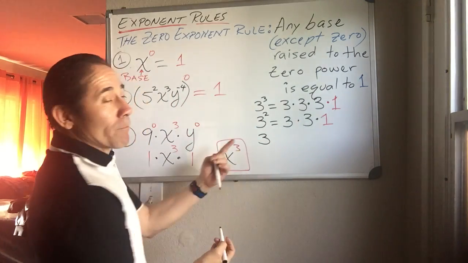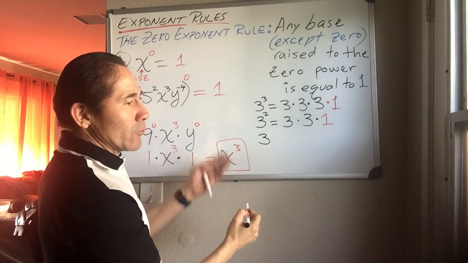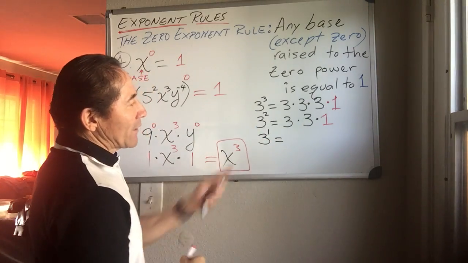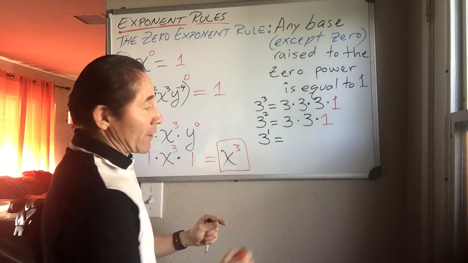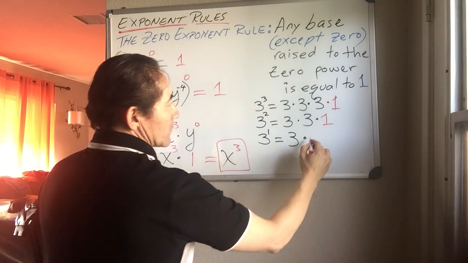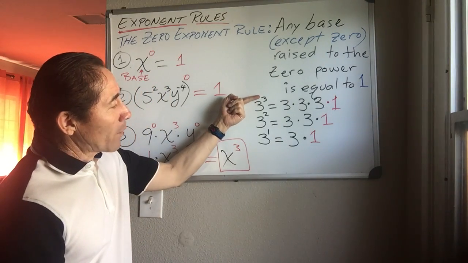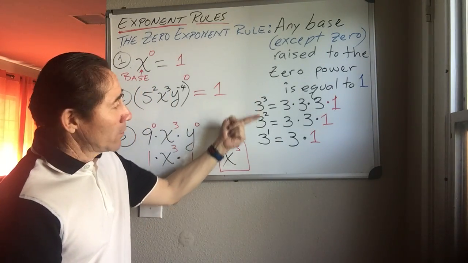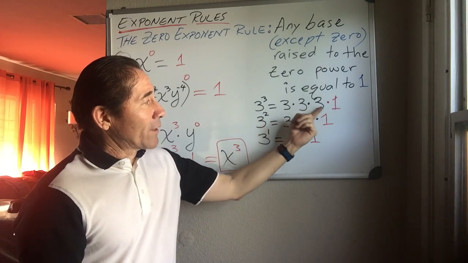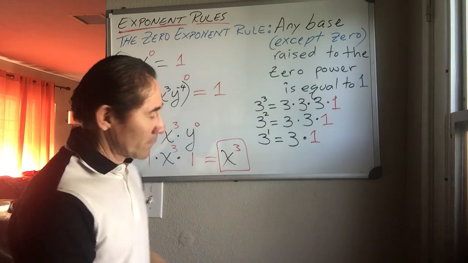Now 3 to the 1 power. I don't need to write it, but I'm going to write it for you just so you can see the pattern. Well, that tells me this is 1 factor of 3 times 1. We have to the third power, to the second power, to the first power. 3 times 3 times 3 times 1, 3 times 3 times 1, 3 times 1.